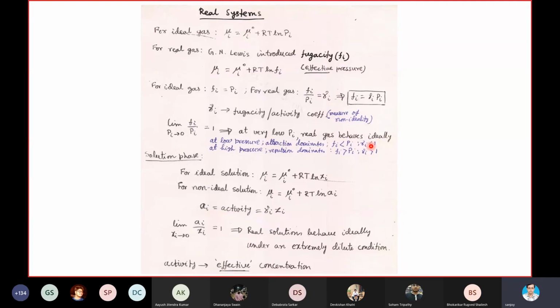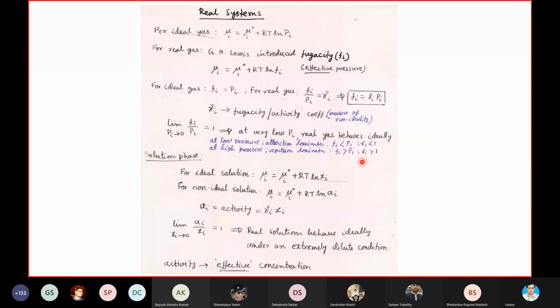So this gamma coefficient is a measure. Looking at its value, whether it's greater than 1 or less than 1, you will know whether attraction is dominating or repulsion is dominating. And eventually that also says whether your effective pressure is less than the true pressure or ideal pressure, or it is more than the ideal pressure.